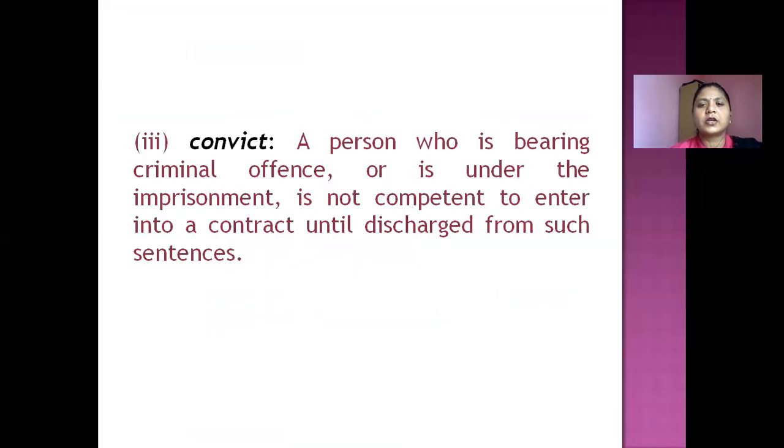Next is convicts. A person who is bearing a criminal offense or is under prison trial is not competent to enter into a contract until discharged from such sentences. So criminals or convicts are persons who are not able to make any contract.